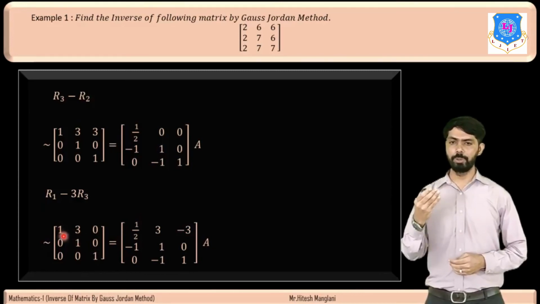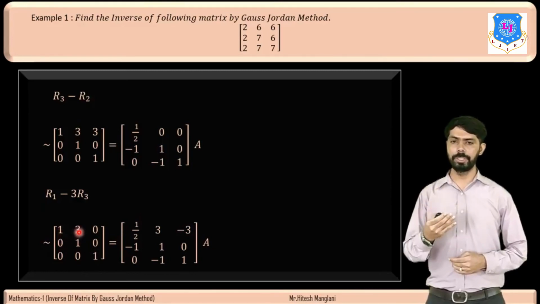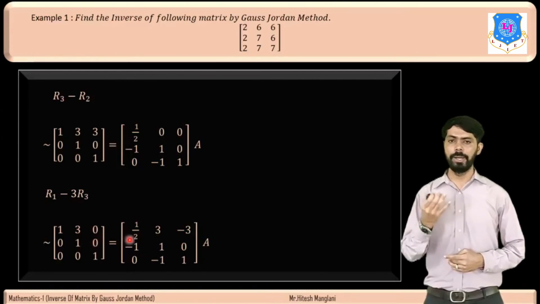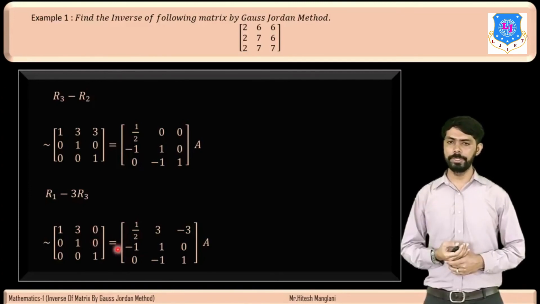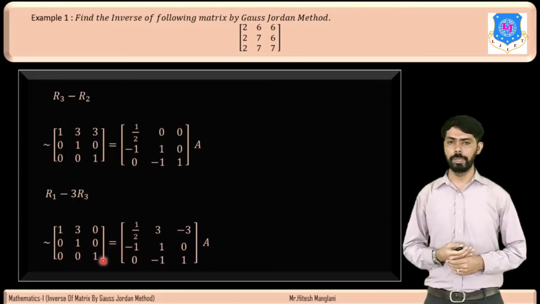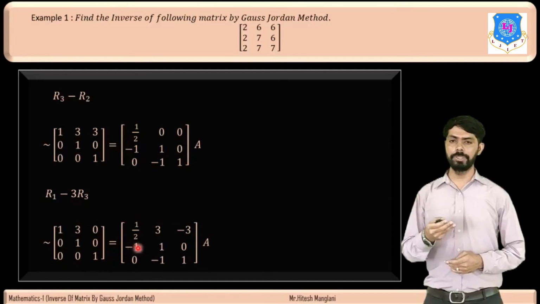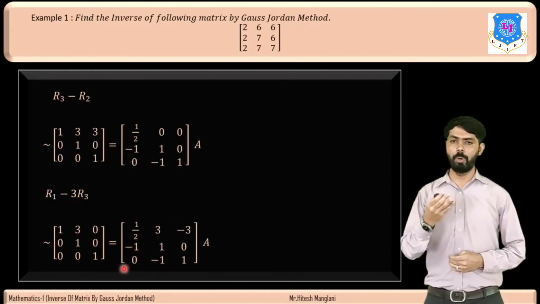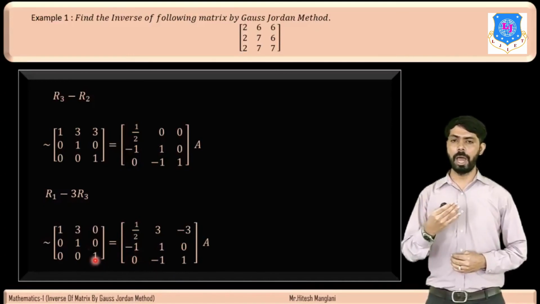So here 1 minus 0, so it will be 1. Then 3 minus 3, so it will be 0. Then 0 minus 0, so it will be 0. And the second and third rows will be as they are, therefore the second row will be 0, 1, 0, and the third row will be 0, 0, 1. Now we will have to apply this operation to the right hand side also. And the row operation that we are applying is R1 minus 3R2.